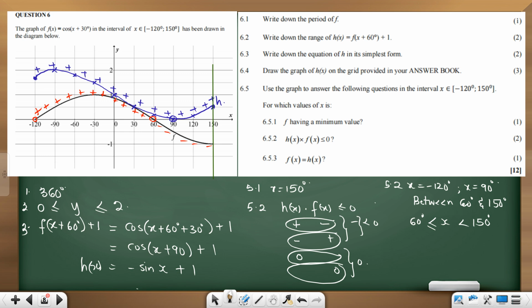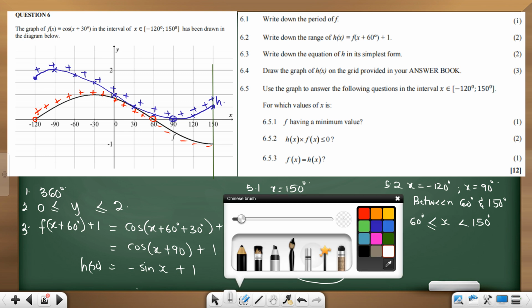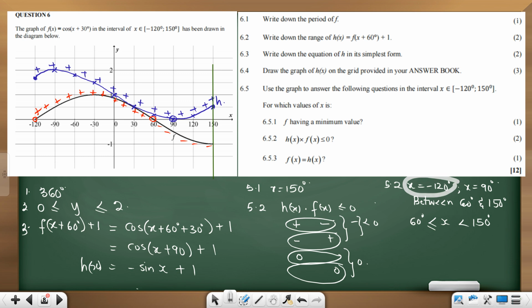At negative 120, we have a 0. At 90, we have a 0. At 60, we have a 0. And all of those are taken care of. I hope you see. At negative 120, we have a 0. At 90, we have a 0. At 60, we have a 0. Then between that and 150.